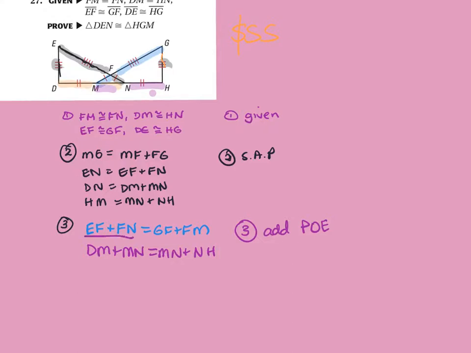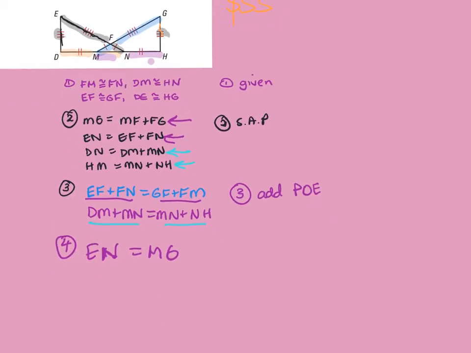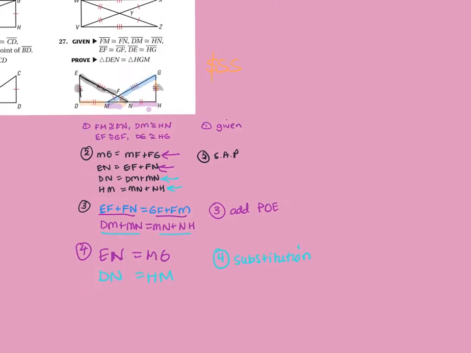So now, because I said that this is equal to this, I can take the EF and FN, which is here, and set it equal to the MF and FG. So EN equals MG. Oh, that's so sloppy. And then because this equals this, I can say that what this equals is equal to what that equals, which is DN equals HM. And that's substitution. Now I've got my other two pairs of sides. So I can say triangle DEN is congruent to triangle HGM.